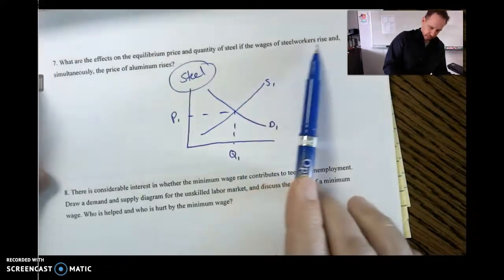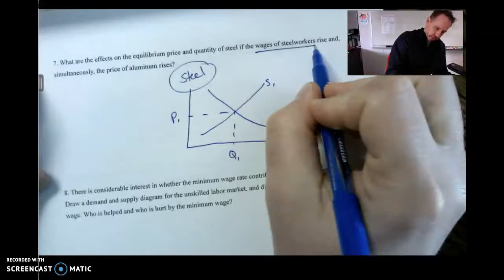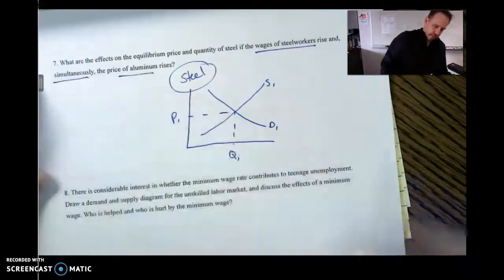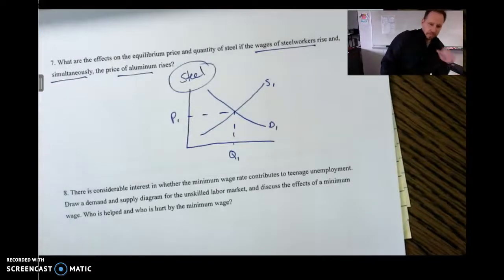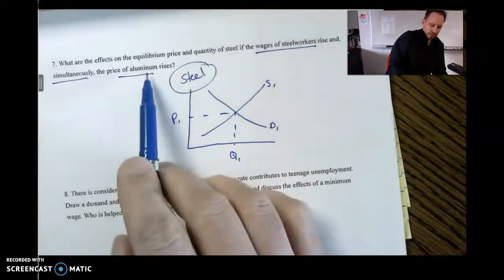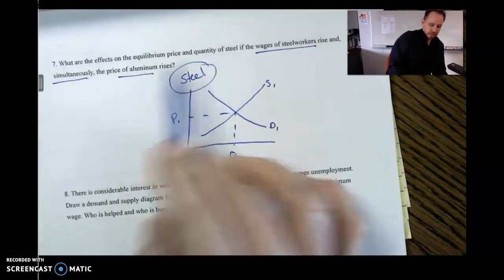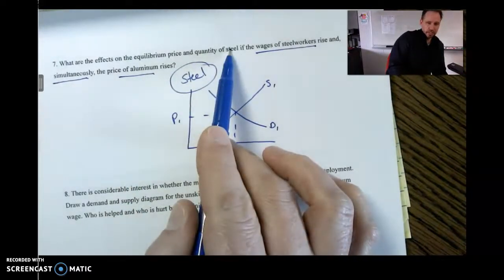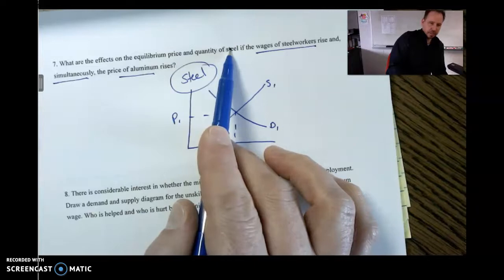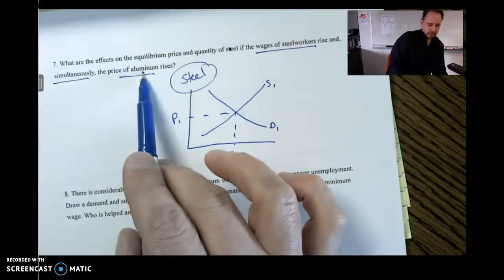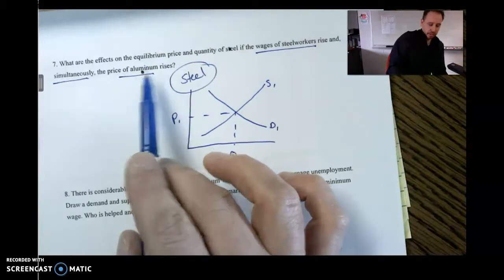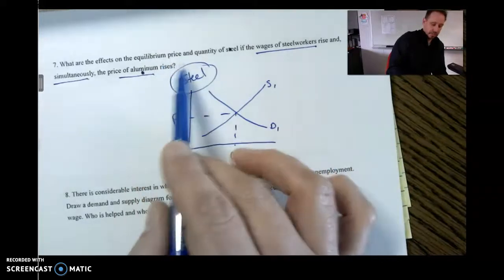If the wages of steel workers rise, that's the one piece of information we're looking for, and at the same time, the price of aluminum rises. Most times, I will give you an explanation of what these goods are. In this case, we would say aluminum is a substitute for steel, in consumption and production. It might be a bit of a stretch, but we're going to say aluminum substitutes. And on exams and quizzes, I'll make sure to let you know, and point out in parentheses, substitute for steel.